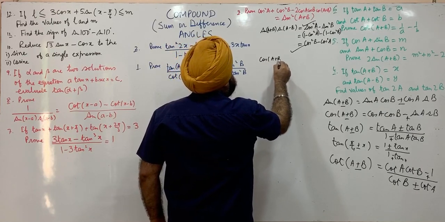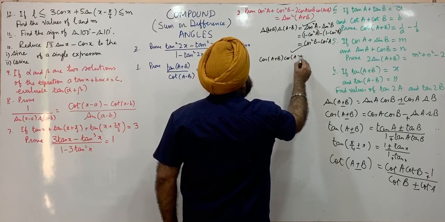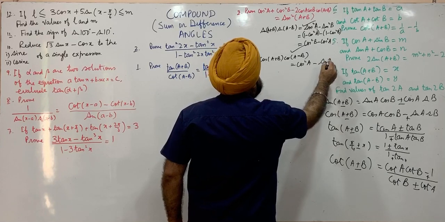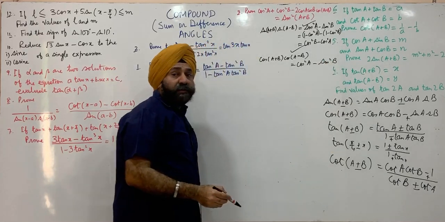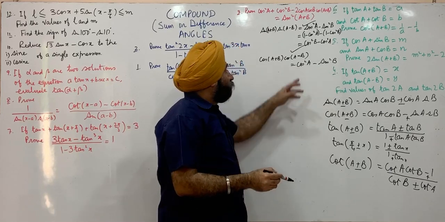And for cos of A plus B into cos of A minus B, it's cos square A again minus sin square B. And we can change this to sin square and this to cos square to get similar result.